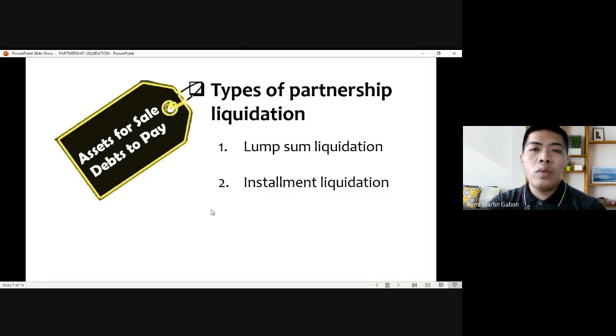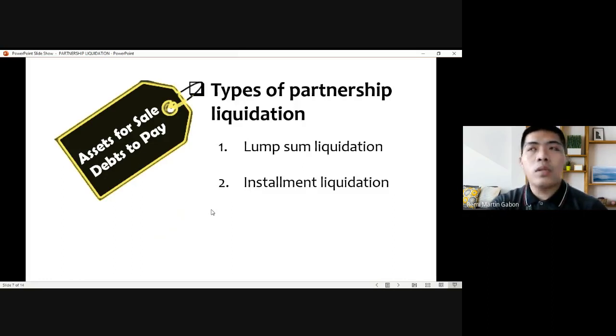In pertaining to partnership liquidation, there are two types of partnership liquidation. We have the lump sum liquidation and installment liquidation. By the name itself, lump sum liquidation means isang bagsakan. So there is a one-time liquidation of the partnership. So all the assets will be realized, and before the partnership should be liquidated, all assets must be realized first, then all liabilities must be settled. Then after that, the partnership is liquidated.